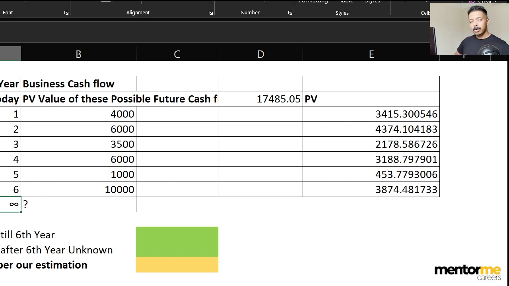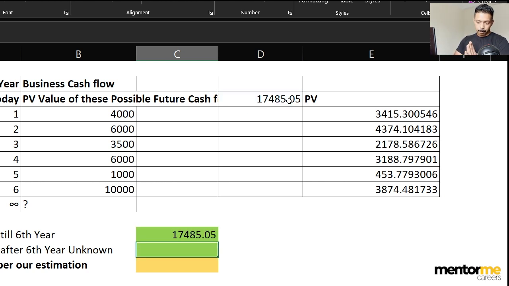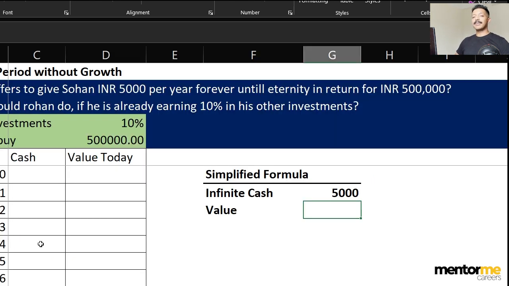Because we can't keep on doing future predictions of the cash flow to perpetuity, because that would be crazy, because nobody can really see what's going to happen 200 years from now, or maybe 100 years from now, or 50 years from now, right? So for now, our present value of cash flows until the 6th year, we know it is 17,485. But since the business is not going to stop after year 6, we need to find a way by which we are able to calculate even the value beyond the 6th year, which probably I cannot predict. For that, you need to understand the concept of infinite cash flows.